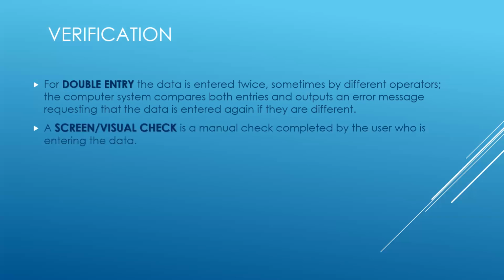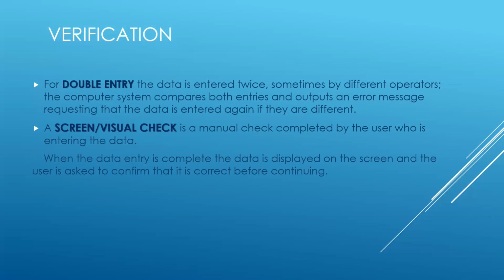Secondly, a screen or visual check. It's a manual check that is being done by the user who is entering the data. How is it being done? For example, I'm done with the data entry. I have a screen that is displaying my data. Maybe I have typed a composition from my piece of paper onto the screen. So I will actually see whether it's the same as on the main document. That is called screen or visual check.